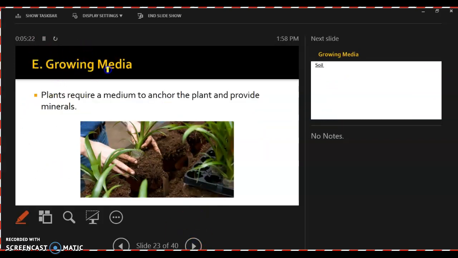Alright, so growing media. It doesn't let me highlight it. Plants require a media to anchor the plant and provide minerals. Okay, so when it says growing media, it's talking about soil.